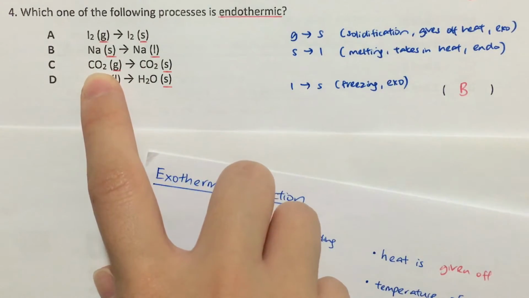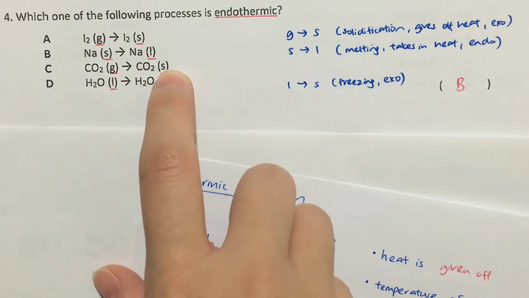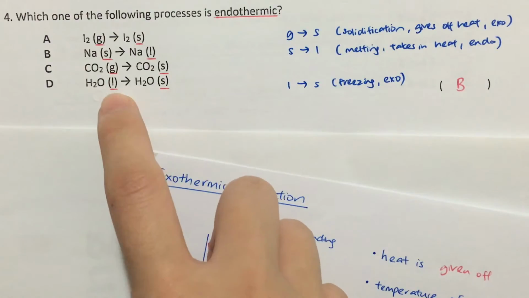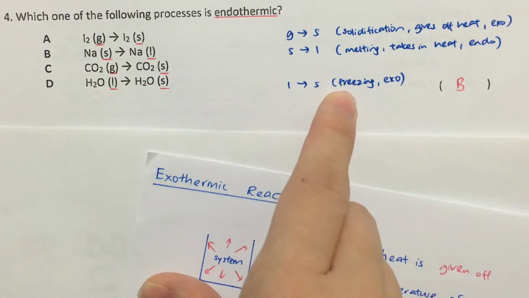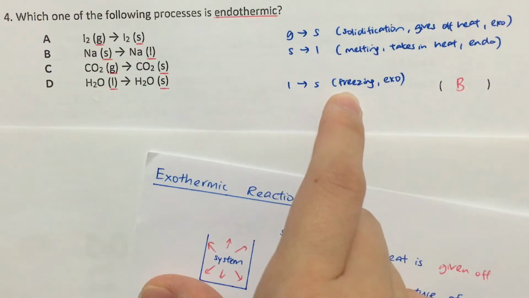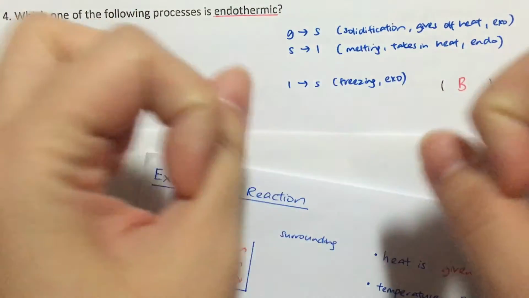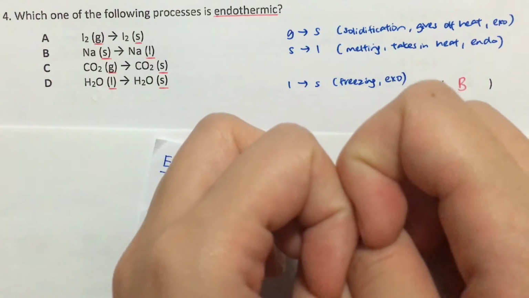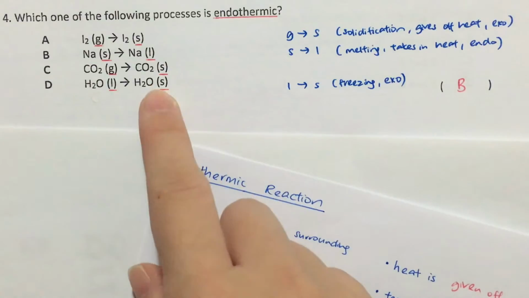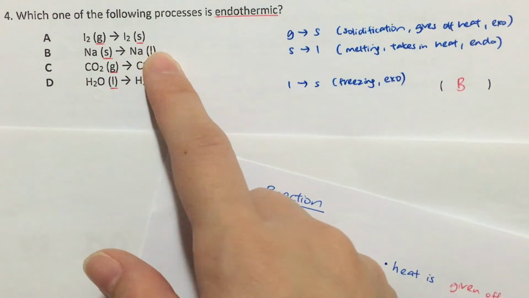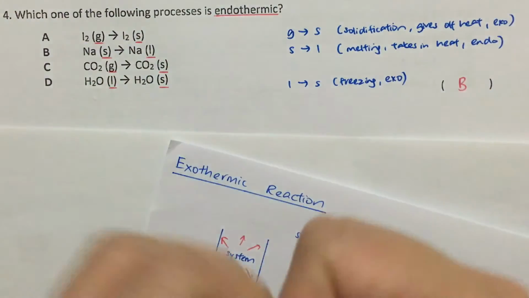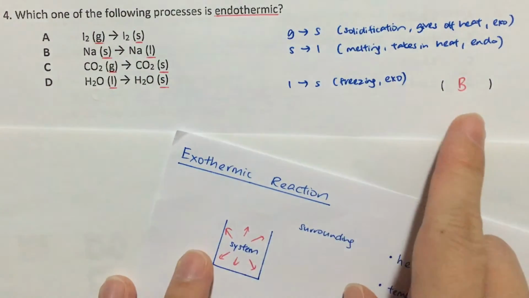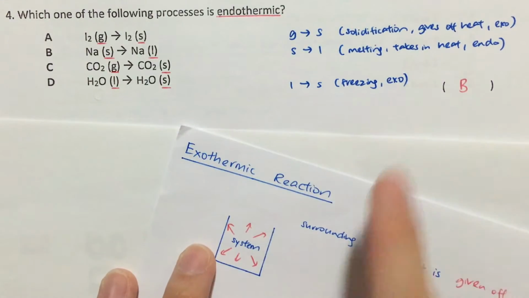Next one, option C, gas to solid is similar to solidification. And option D, liquid to solid, this is freezing. In freezing, you're letting the particles go closer together, so it's more like bond forming, so it's exothermic. So of all four, the only one that needs heat to be taken in to cause the particles to go further apart, in terms of bond breaking, is option B. Therefore, option B is endothermic.